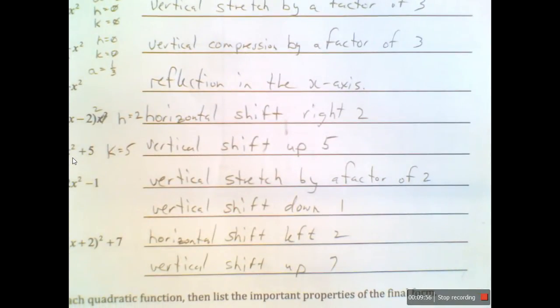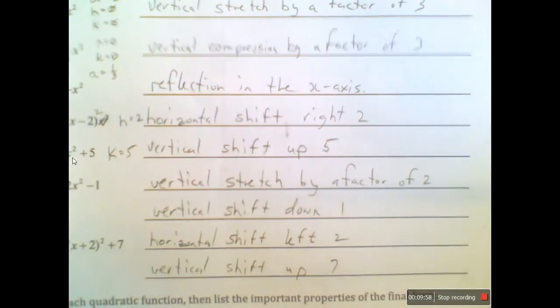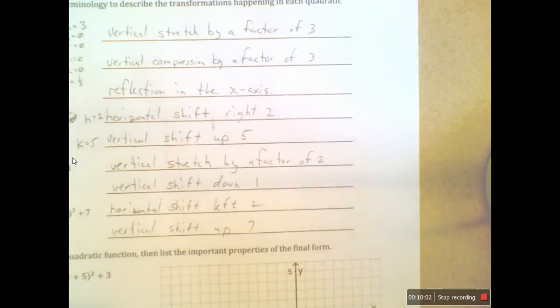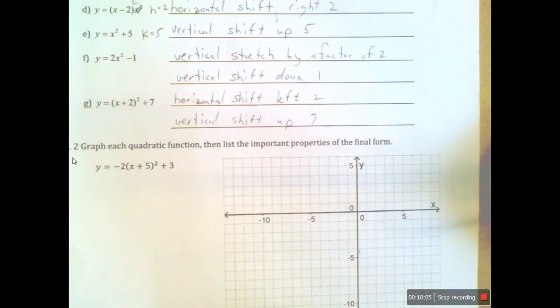We do a lot of this. You do a lot of it again in grade 11 and then in grade 12. There's a little bit. Okay. Everybody good? Questions?